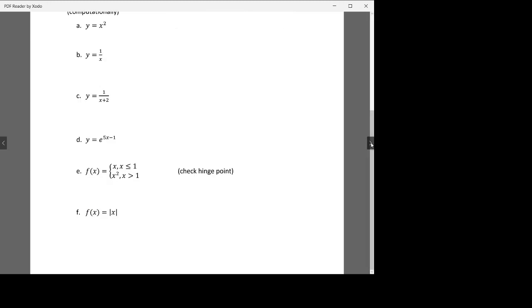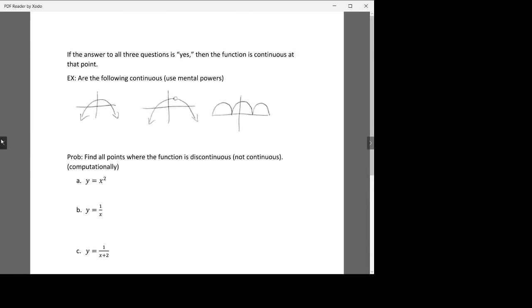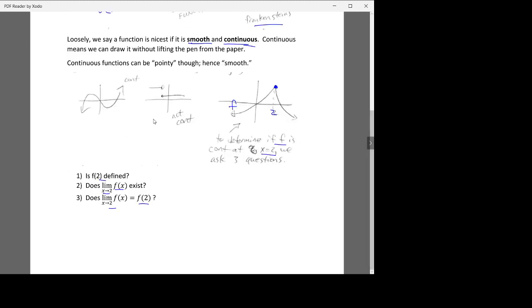Let's see if I did that on the next page. Let's try it on this one. So if you look at this function at 2, you say, is f of 2 defined? Yeah, if you plug in 2, there's the y value. If you evaluate 2, there it is. There's a y that goes with it. So yes. Is the limit as x goes to 2 of f of x this?